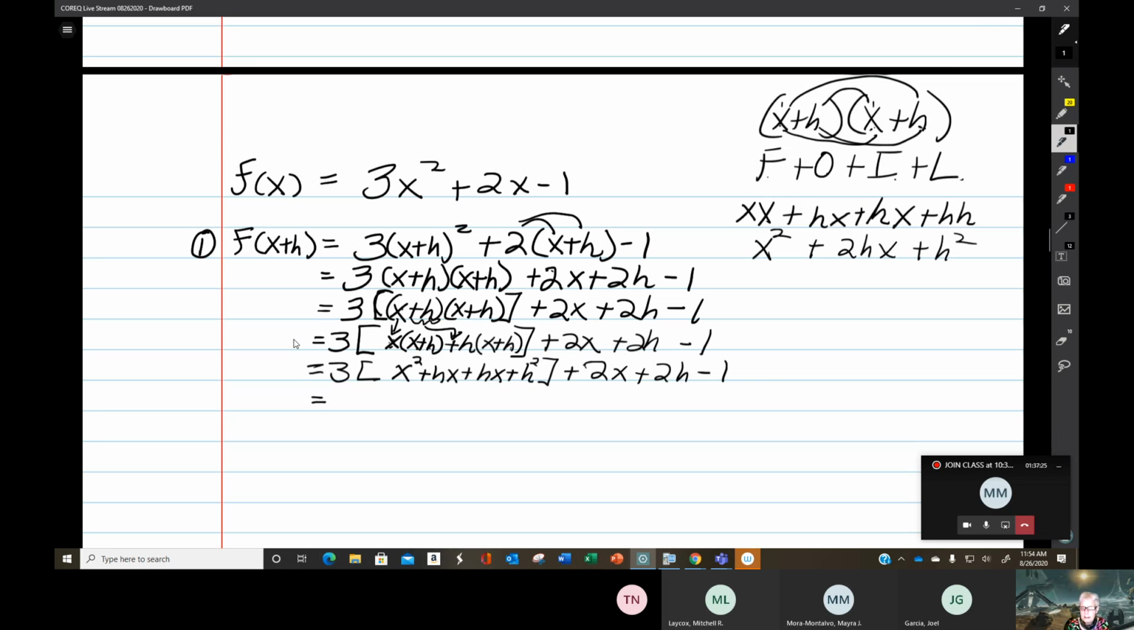And then finally, we can take this 3 and just, well, we could do it here. 3x squared plus 3hx plus 3hx plus 3h squared plus 2x plus 2h minus 1.